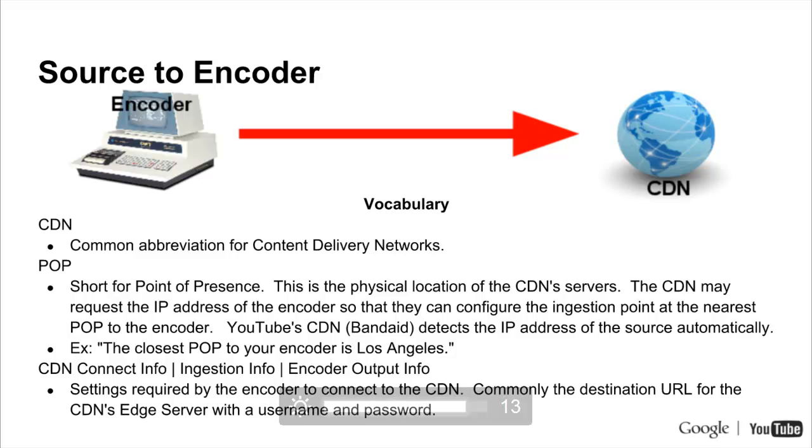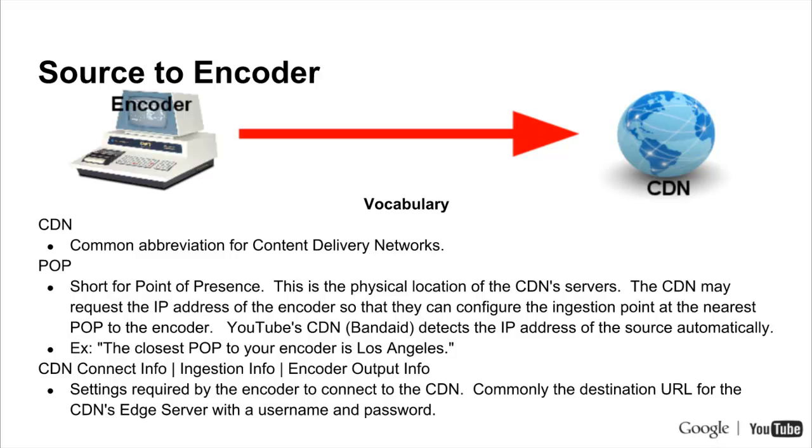Some vocabulary terms here. We covered CDN, which stands for Content Delivery Network. POP is a reference that you'll hear a lot. You'll want to stream to your nearest point of presence, that's what POP stands for, and that's the physical location of your CDN servers. For example, if you have an event that's happening in New York, your nearest servers might be in Atlanta. You'll want to stream to those, not to a set of servers, say, in Taiwan.